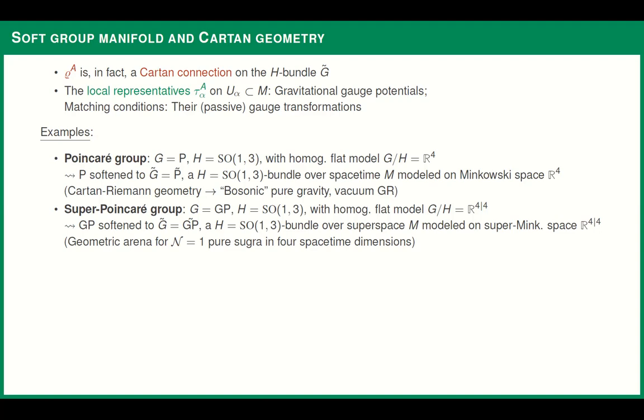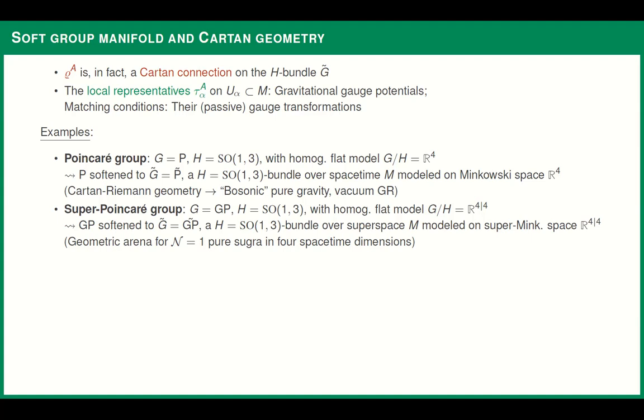From the geometrical point of view, we have a Cartan-Riemann geometry, and we can build the bosonic pure gravity theory in this geometric framework, which reproduces back the general relativity field equations, right? The Lagrangian. And at the supersymmetric level, we can consider the super Poincare group, the gradient Poincare. H again will be SO(1,3) here. We are considering four dimensions, and for simplicity, from now on, I would focus on the N equal 1 case. So the homogeneous flat model is R^{4|4}.